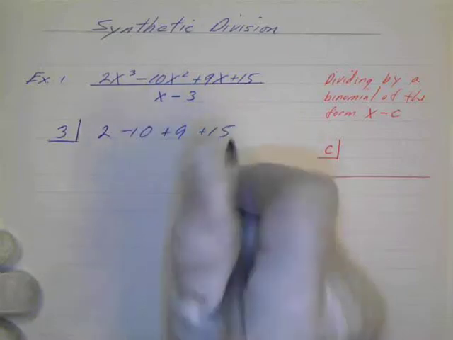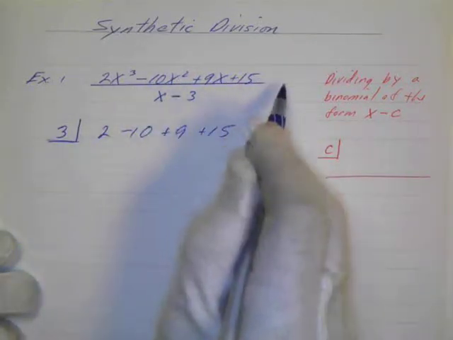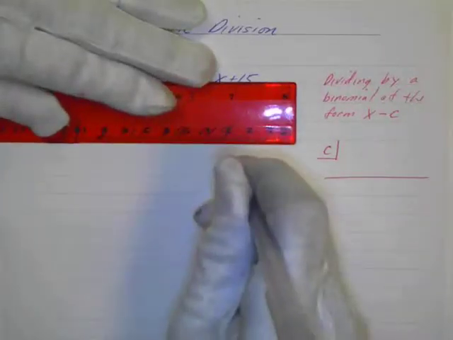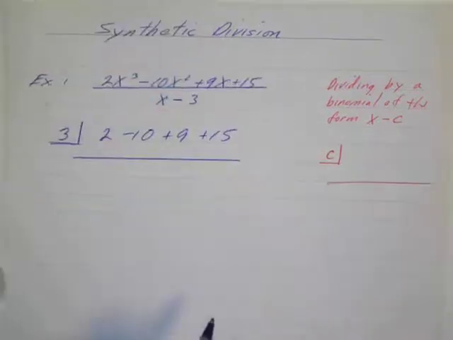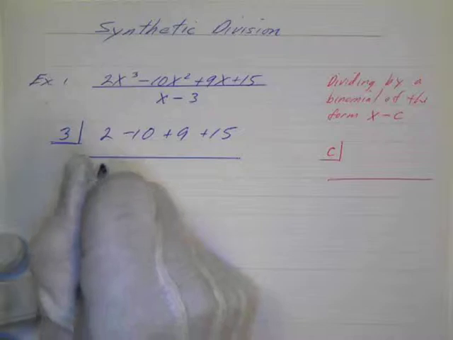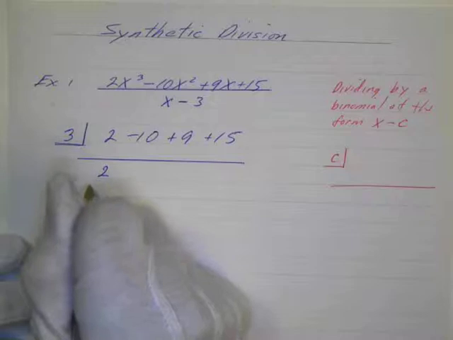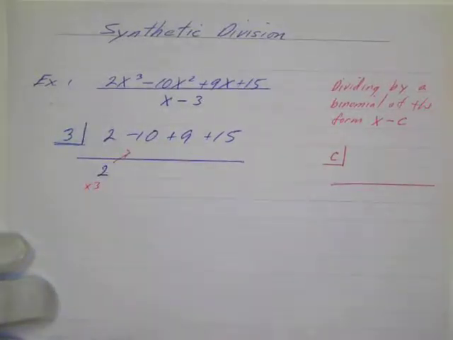And like I said, the descending powers are x to the third, x to the second, x to the first, and x to the 0, which is 1. And then you just draw a horizontal line below this, and then you're ready to go. So what you do first of all is you just bring down this 2, the first number, always straight down, and then you multiply by c, so times 3, and then you put that number over here. So what's 2 times 3? 6.